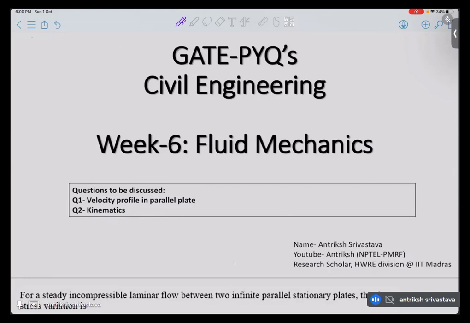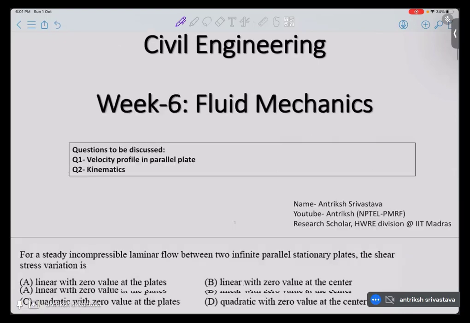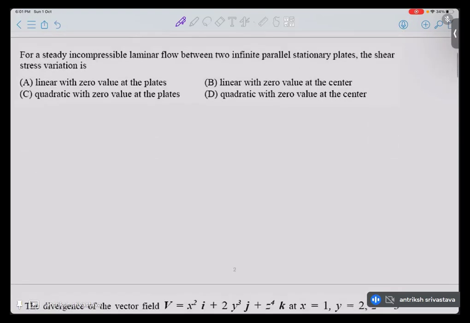Today, week 6, we are discussing fluid mechanics. The topic today is related to flow between parallel plates and flow kinematics, something like stream function and velocity potential. Right? Okay, so first we'll start with the theory question.